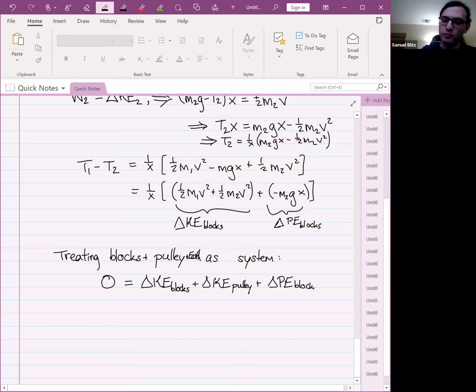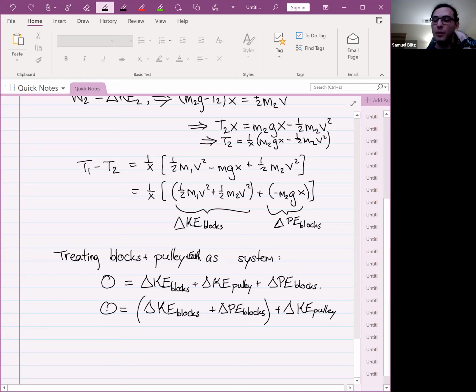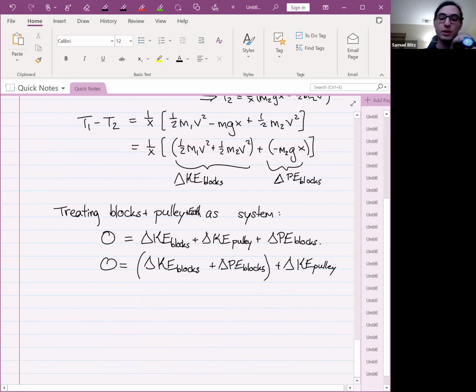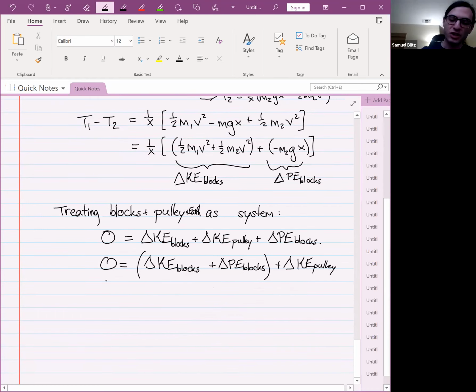And so the important point is that we have that delta KE of the blocks plus delta PE of the blocks plus the change in kinetic energy of the pulley should be equal to 0. Now we know what this change in kinetic energy of the blocks and the change in potential energy of the blocks is. That's equal to T1 minus T2. So we can actually move this over to the other side.